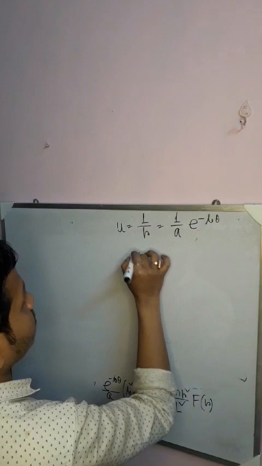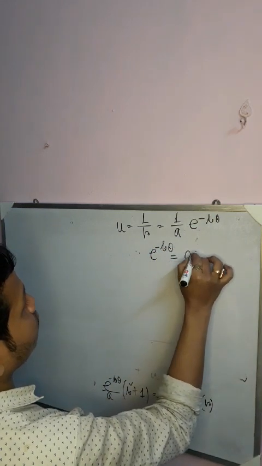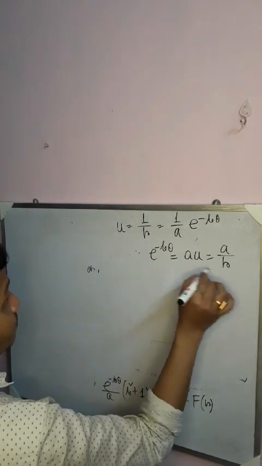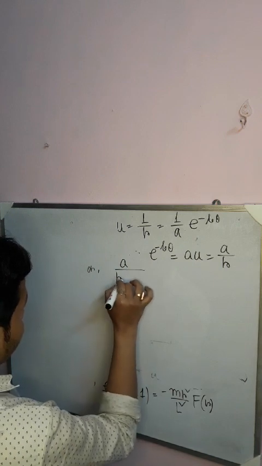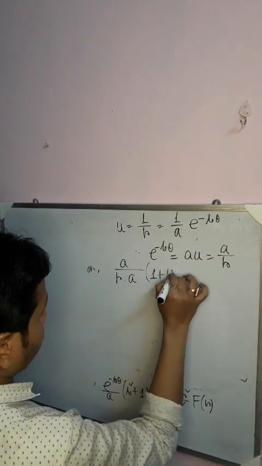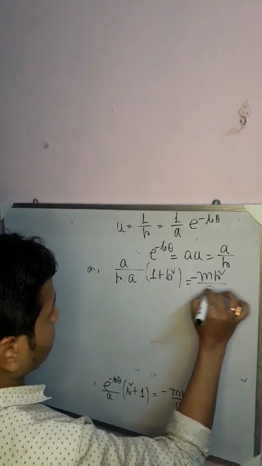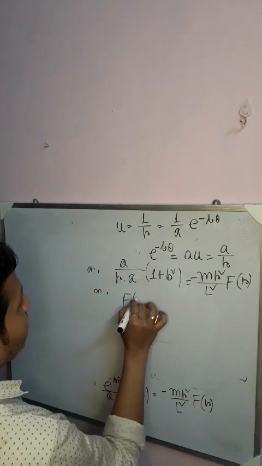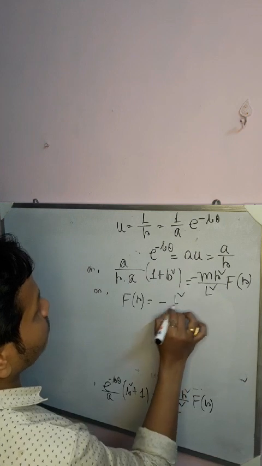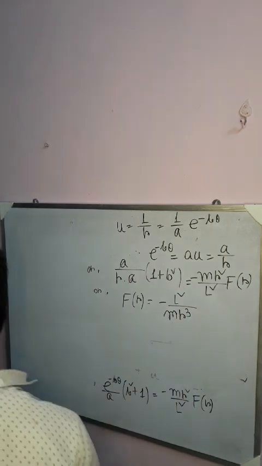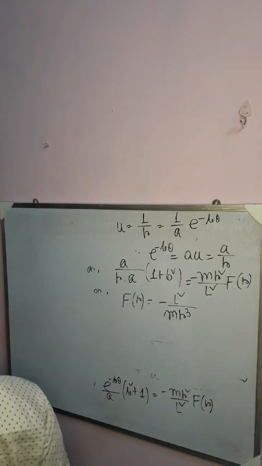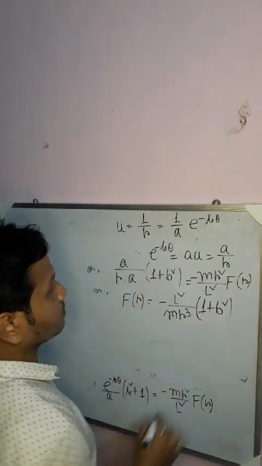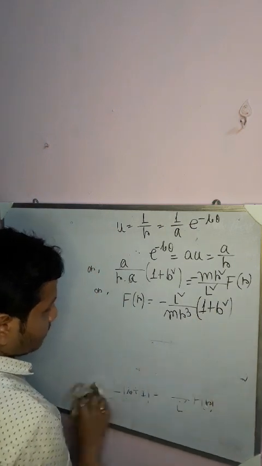Now from which we can write e to the power minus bθ equals a u, that means a by r. So if we substitute this, what we get? e to the power minus bθ means a by r, and this is another a. So 1 plus b², this is minus m r² by L² f of r. Okay, so a cancels, so what will be my f of r? That is simply minus L² by m r³ into (1 plus b²). Okay, so this is the result.